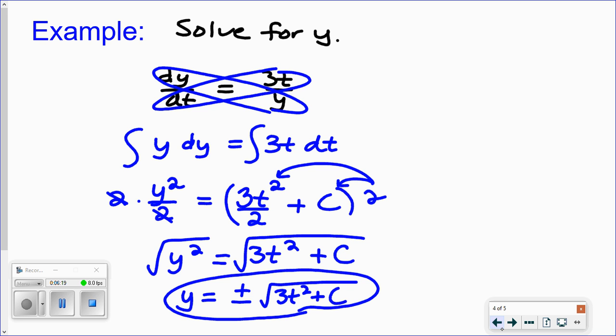So you guys, that's all there is to it. It's actually pretty easy. You just separate the variables, integrate both sides, adding a plus c to the right side, and then just solve for y. And you will have it.